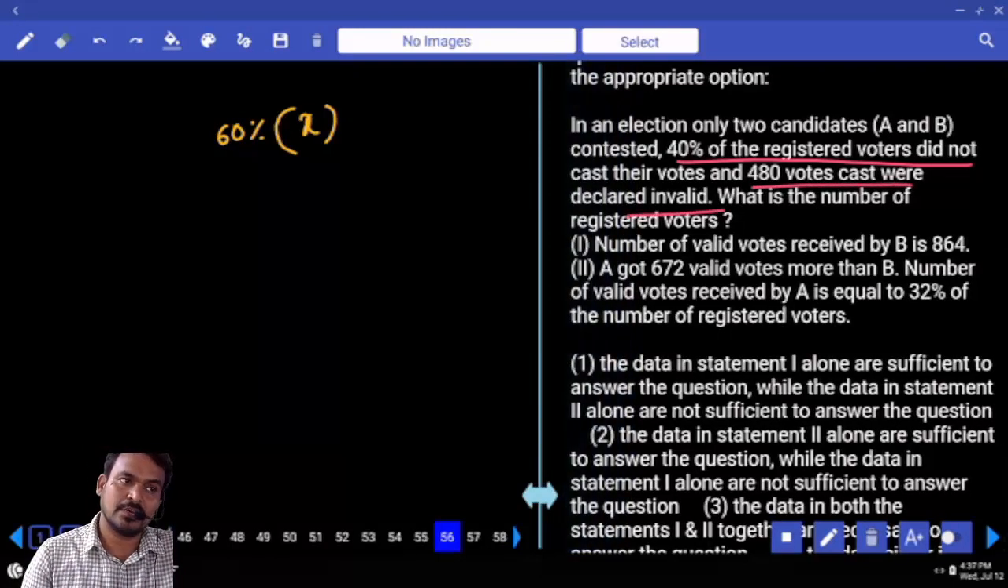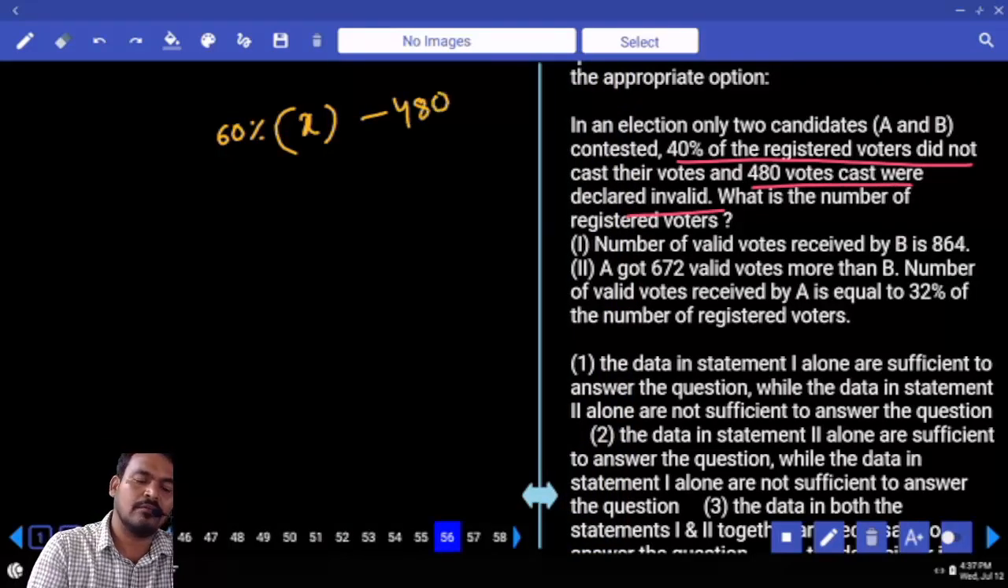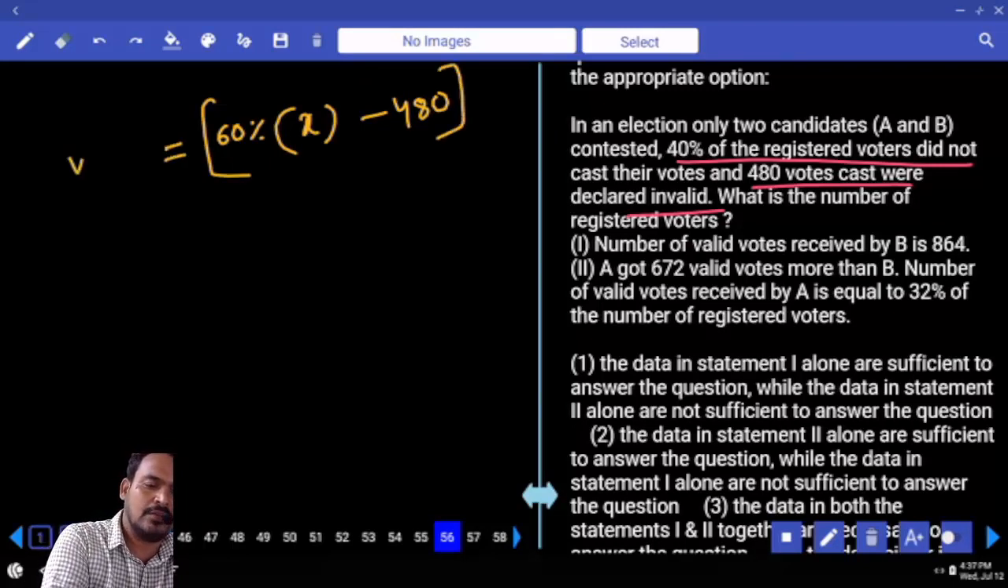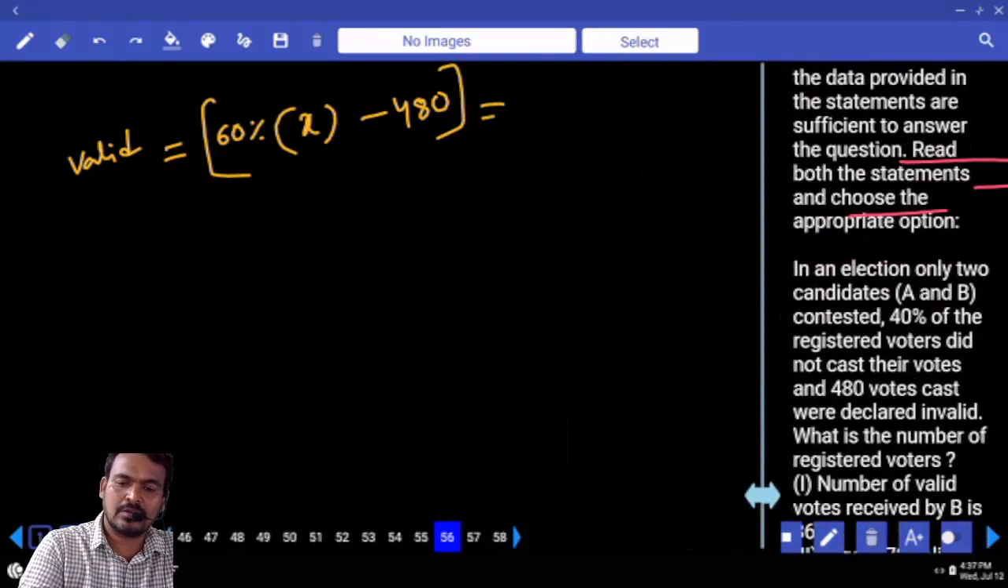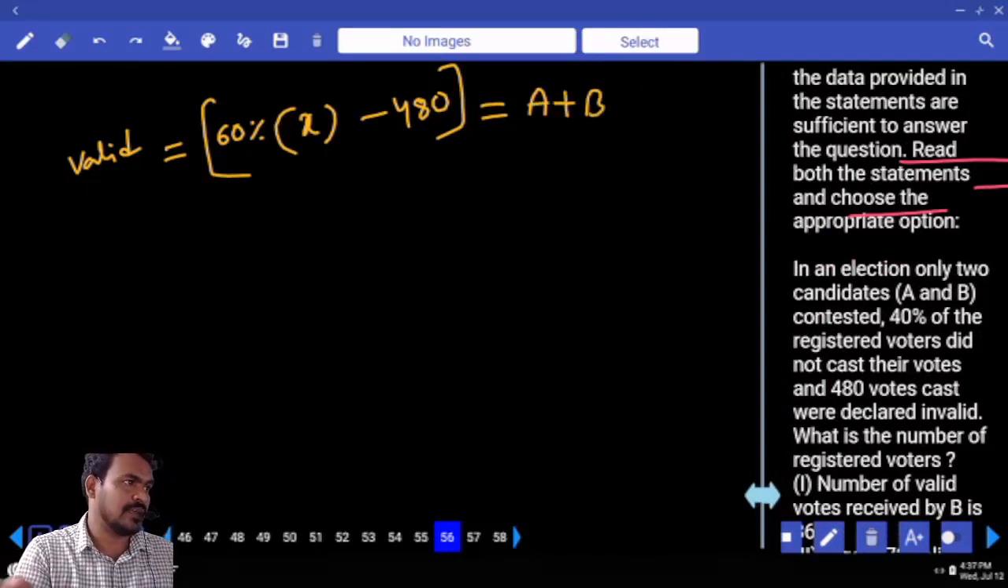Out of the votes cast, how many votes are invalid? 480. That means 60% of X minus 480. Are those valid or invalid? Valid. 60% of X minus 480 are the valid votes. Are the valid votes distributed among 2 candidates or only 1 candidate? 2 candidates. So it is equal to A plus B votes, meaning the votes A received plus the votes B received.